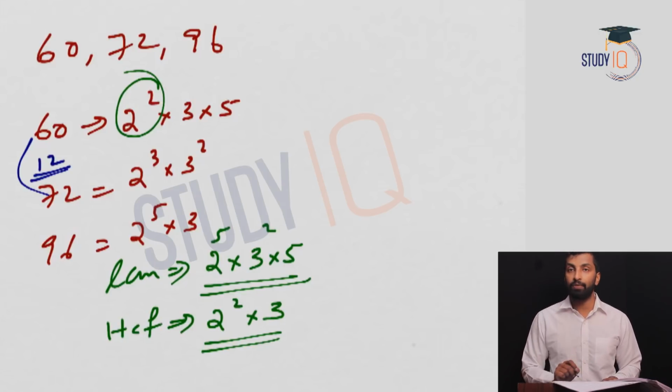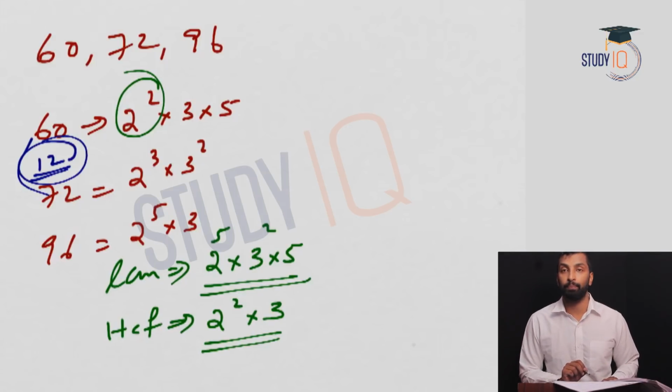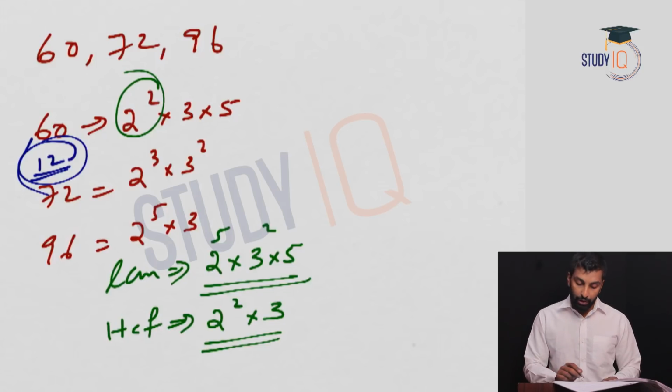But you cannot conclusively say in all cases that the smallest difference is your HCF. Not just the difference, the smallest difference. You need to check it. So how will you check? You can divide. The methods and the logic I have discussed in the previous video.